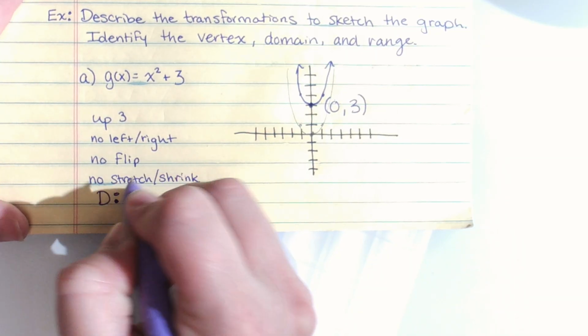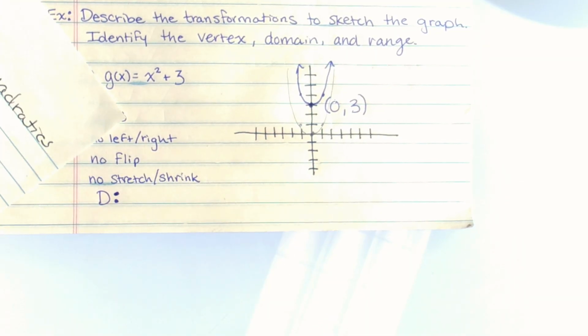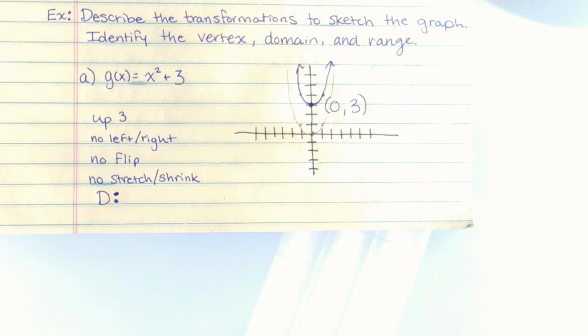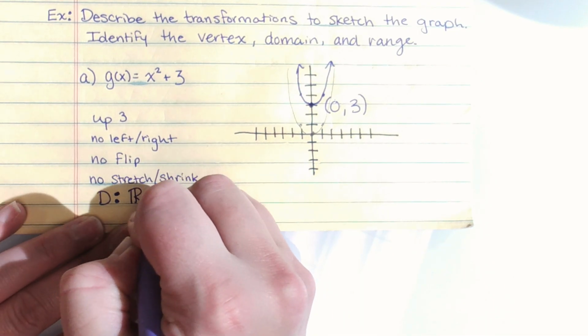Domain for quadratics. Really easy. Goes all the way to the left. It goes all the way to the right. It hits everything in between. Domain for quadratics is always all real numbers.